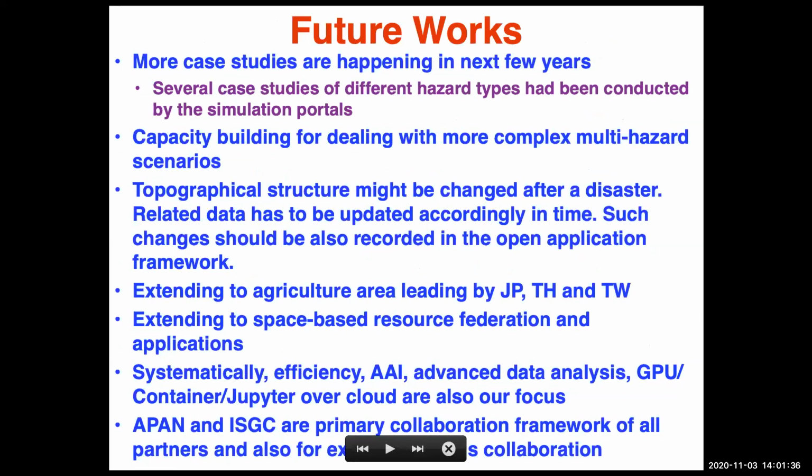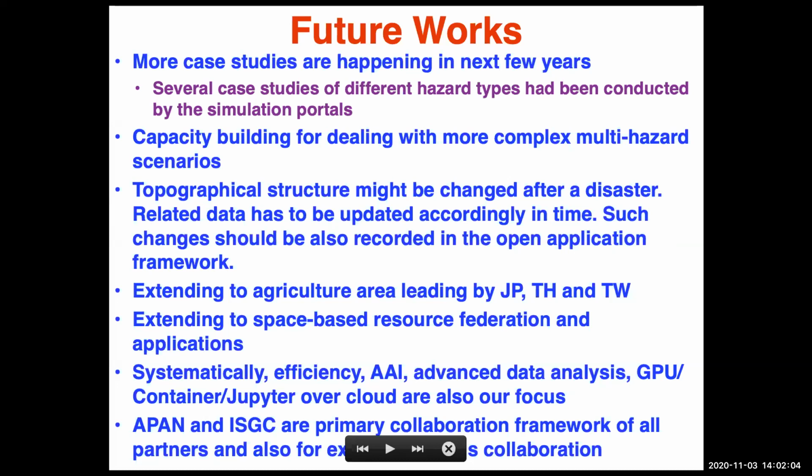So in the future, we will carry out more case studies. In the next few years, starting next year, this work will be supported by the EGIS projects, including capacity building for dealing with more complex multiple hazard scenarios together in these collaborations.